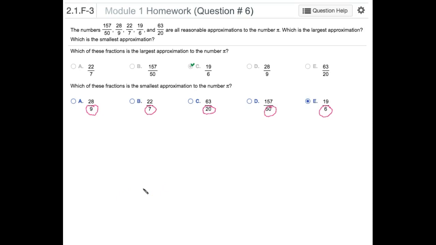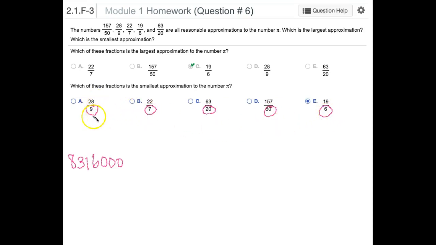And if I multiply all those numbers together, 9, 7, 20, 50, and 6, the denominator for all of these fractions ends up as 8,316,000. So that's a big denominator. And what we're going to do then, because we've changed the denominator, we multiplied it by, so answer choice A, for example, we took the 9 and we multiplied it by 7, 20, 50, and 6.